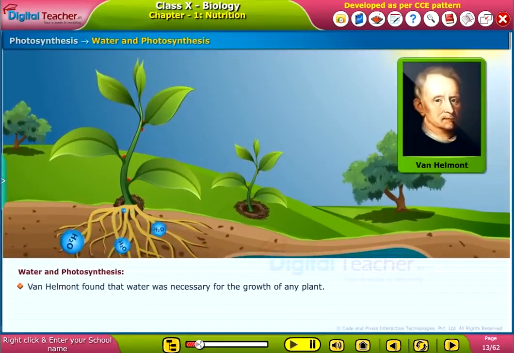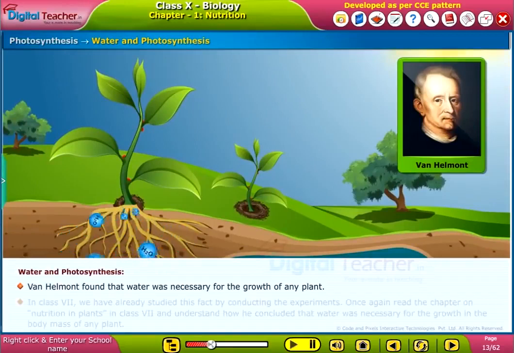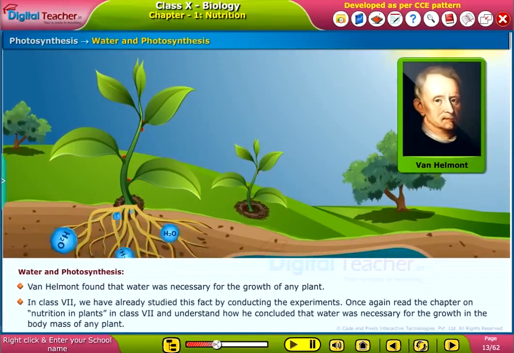Van Helmont found that water was necessary for the growth of any plant. In class 7, we have already studied this fact by conducting experiments. Once again, read the chapter on nutrition in plants in class 7 and understand how he concluded that water was necessary for the growth in the body mass of any plant.